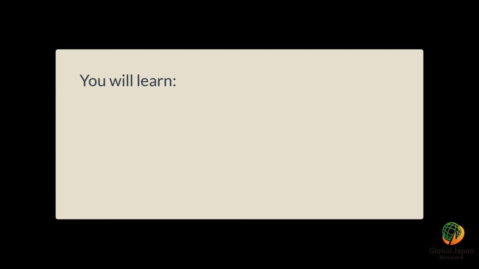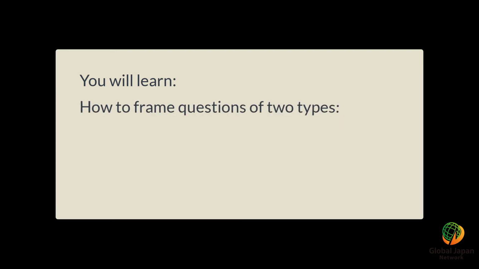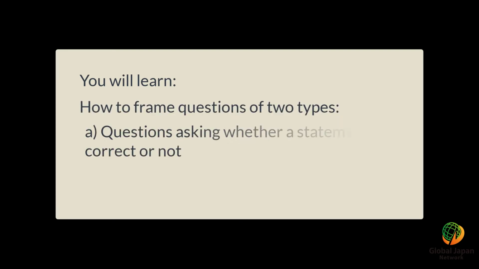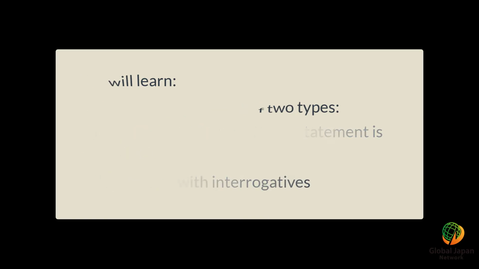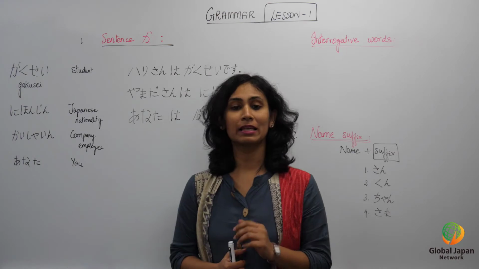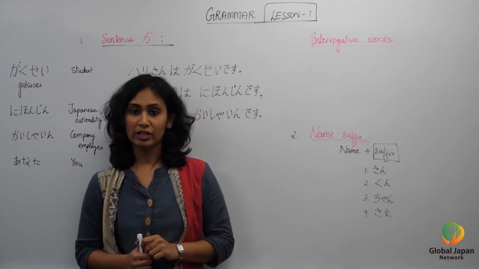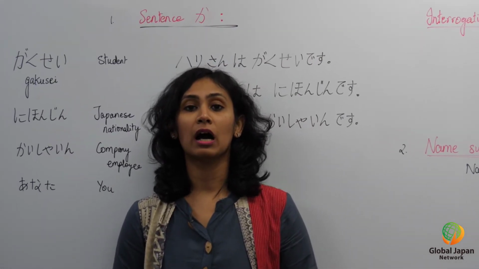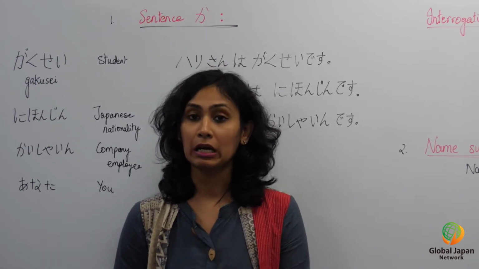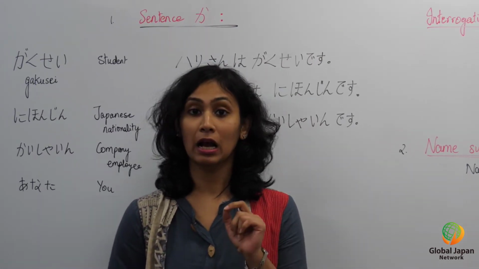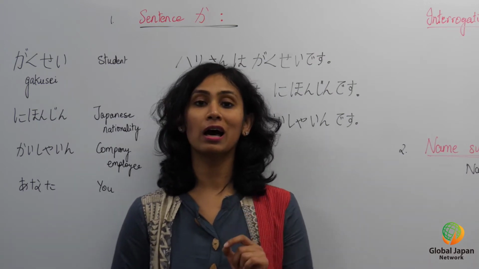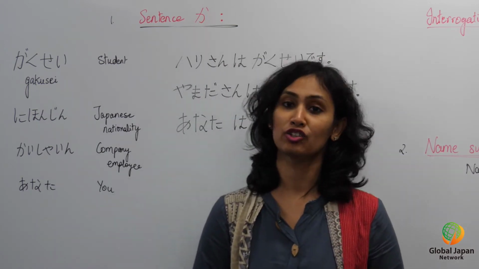In this section, you will learn how to frame some basic questions of the yes-no pattern and questions with simple interrogatives. So, let's get started. When it comes to framing questions, we will be using a particle called ka. Ka is the question particle in Japanese.